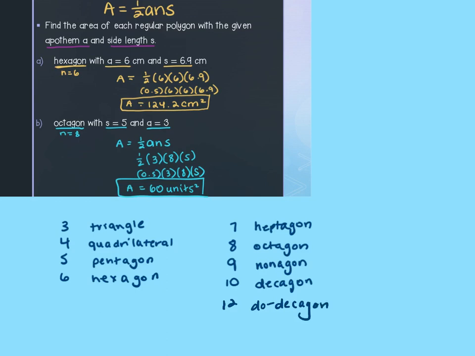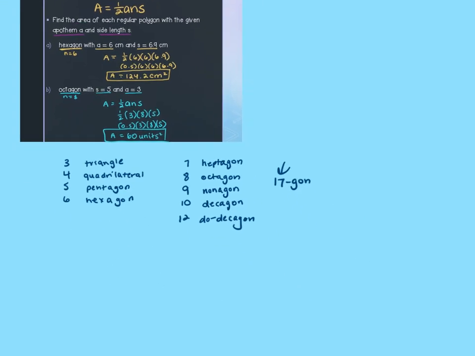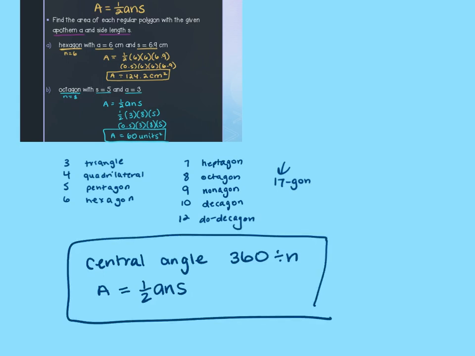Everything else, it will say something like 17-gon, and you would know that 17 is the number of sides. So central angle, 360 divided by the number of sides, and the area of a regular polygon, 1/2 A, N, S. You can add those to your notes for your formula sheet, anything like that, which will help you when you take your open note test.